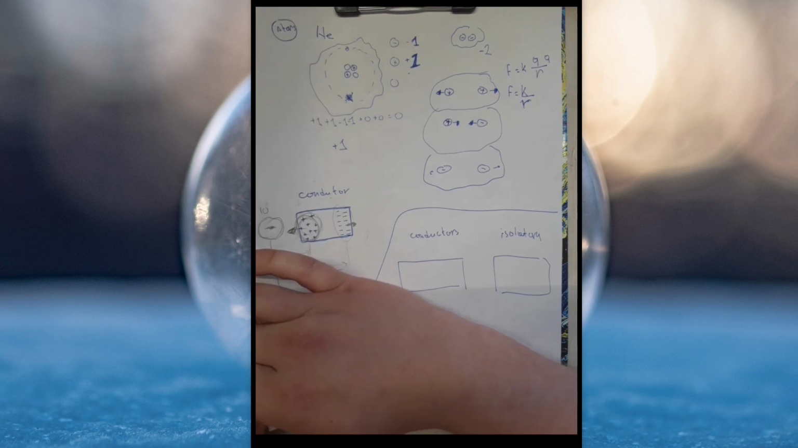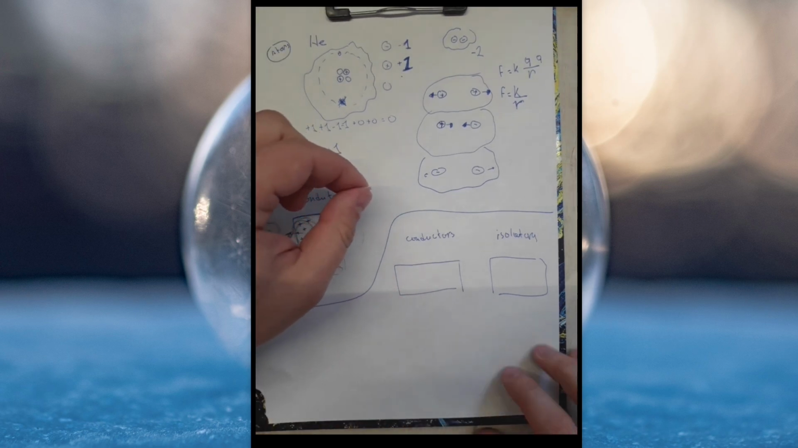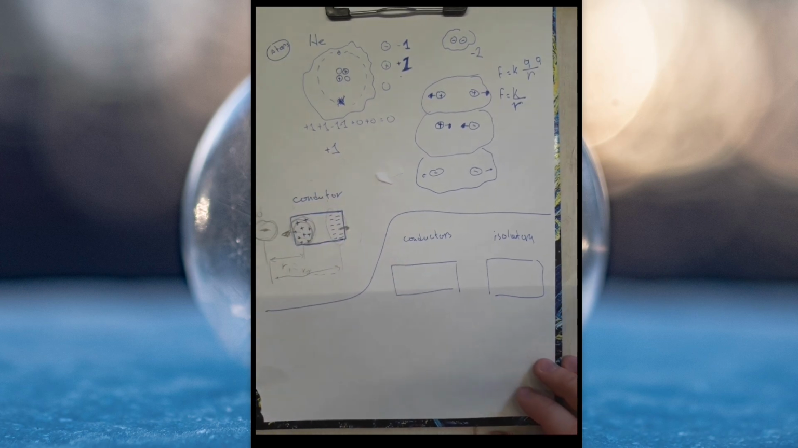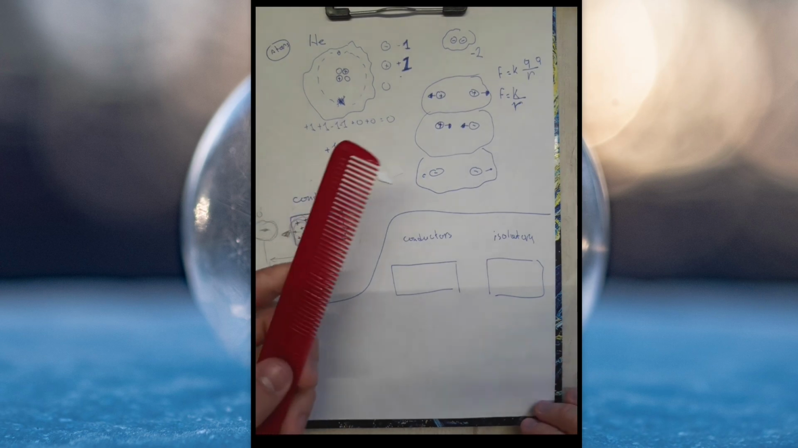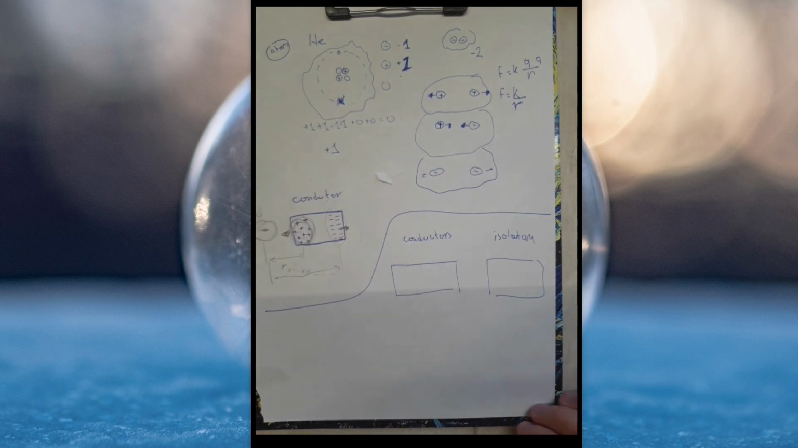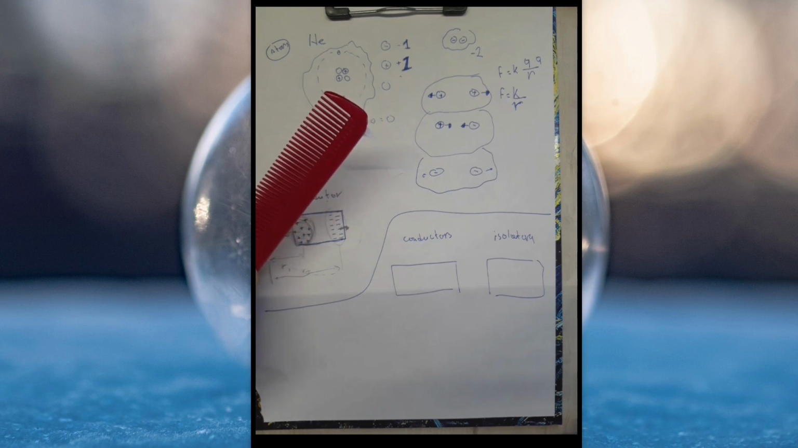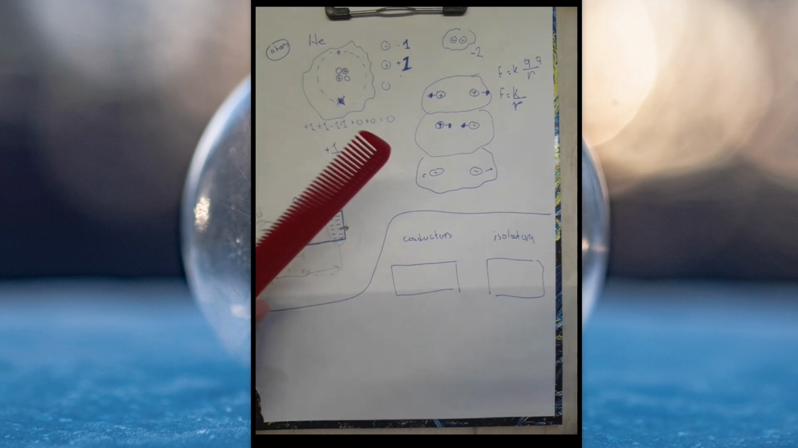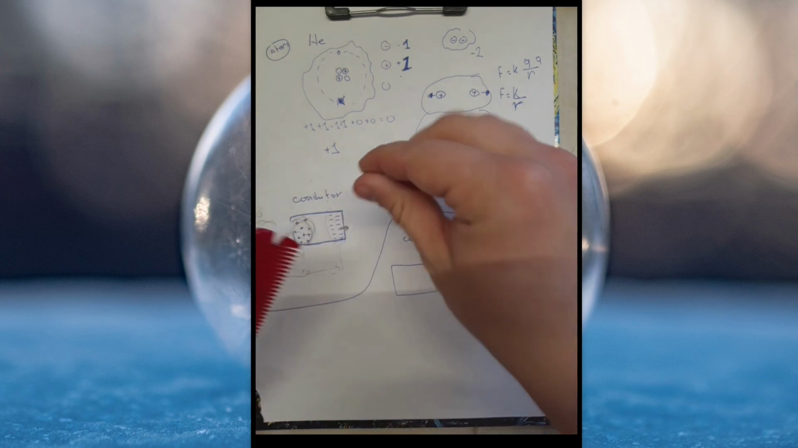Here are some pieces of paper. I hope you can see those. And I'll take a comb, and I will rub it aggressively against my hair. And let's see what happens. It starts to attract. Easy? Yeah, pretty easy.